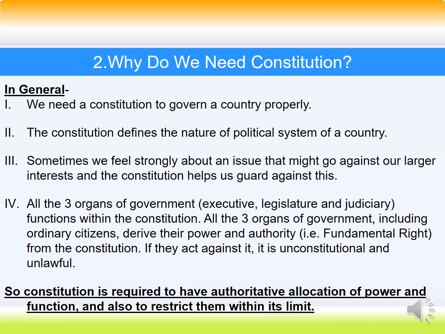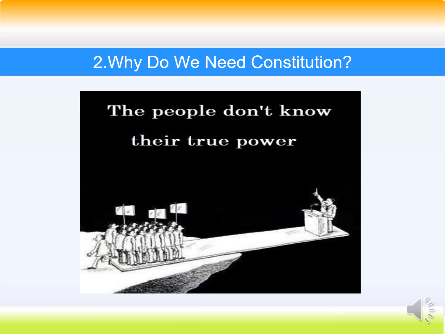In general, why do we need a constitution? We need a constitution to govern the country. The constitution defines the nature of the political system of the country, and so on. The constitution is required to have authoritative allocation of power and function, and also to restrict them. It is one of the pictures which shows the people don't know their true power, but the constitution provides it, and first I emphasize the people should know about the basics of the constitution under Article 19 of the Indian Constitution.